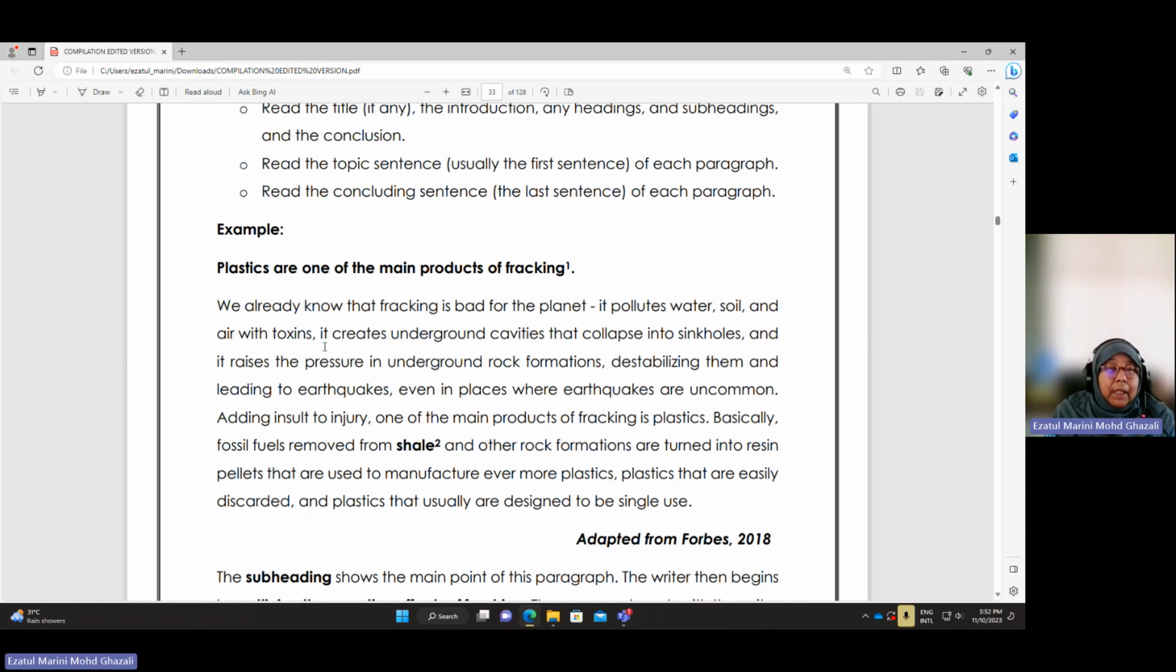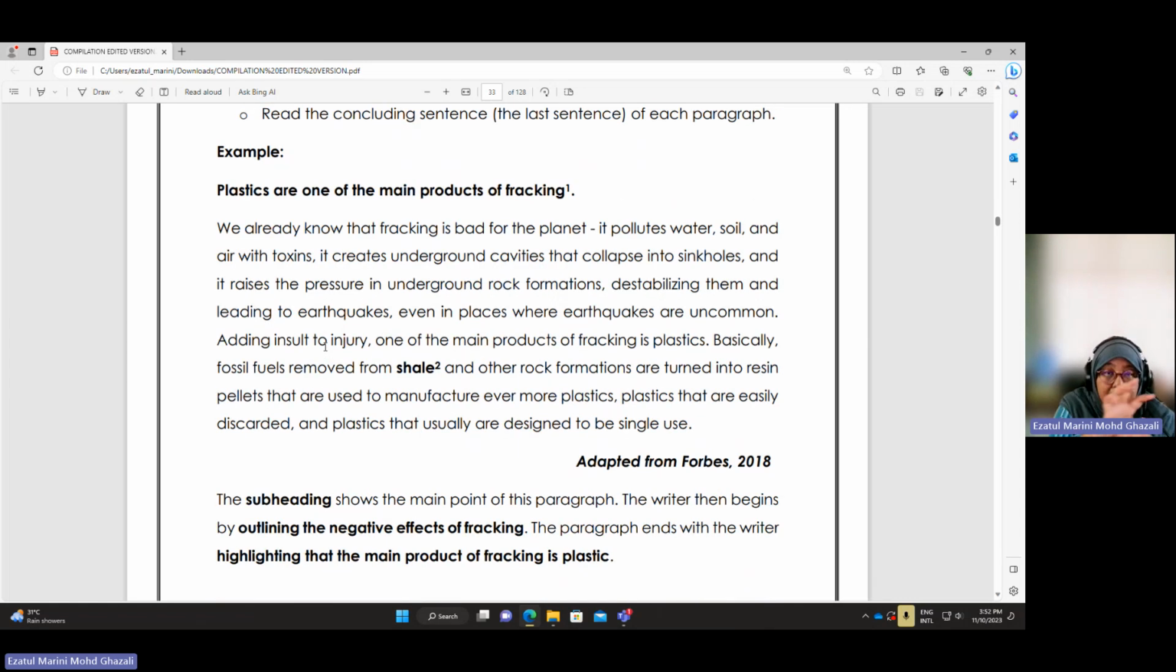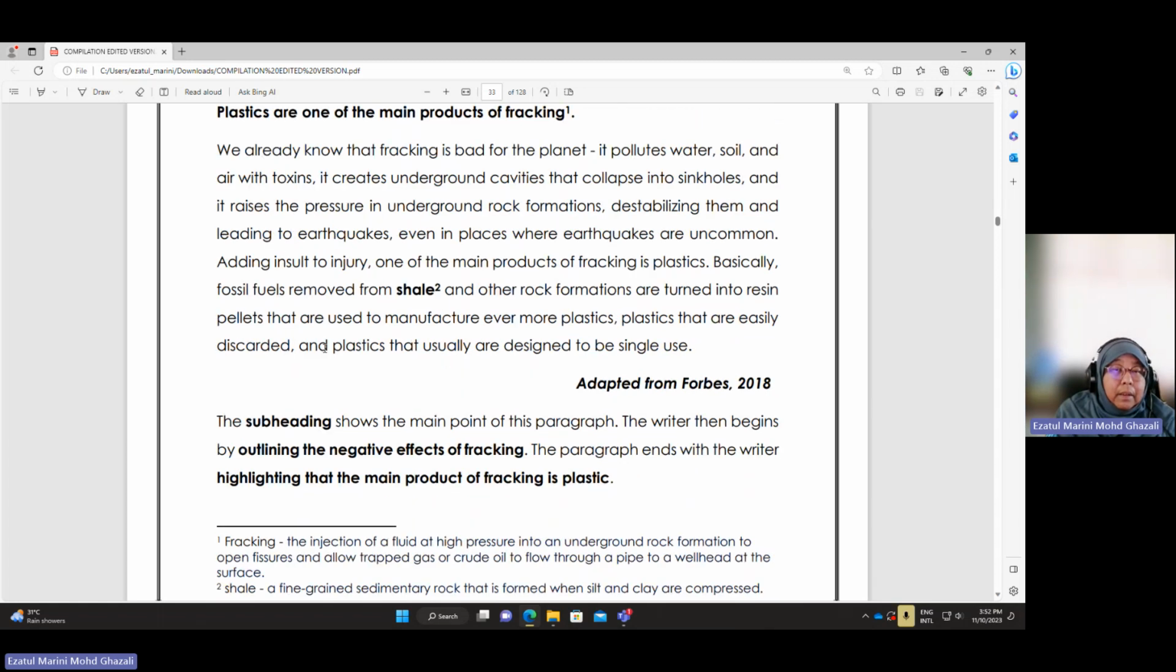All right, fracking. If you look at the paragraph, I have provided you with footnotes, and there is a word with a number on top of it. The footnote, or the extra information about that particular word, is provided at the end of the page. That is what we call a footnote. So, plastics are one of the main products of fracking.